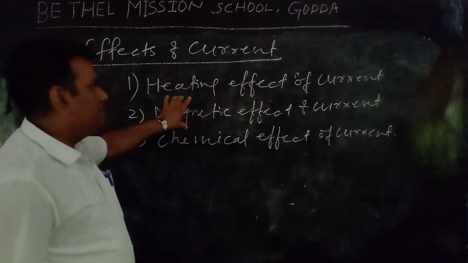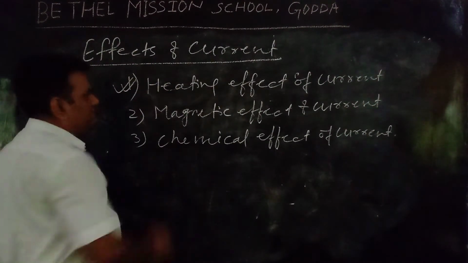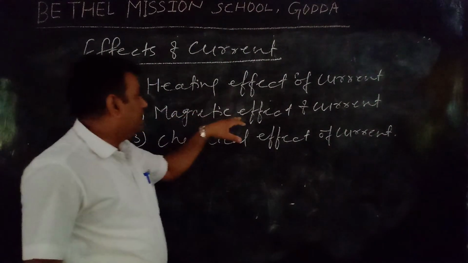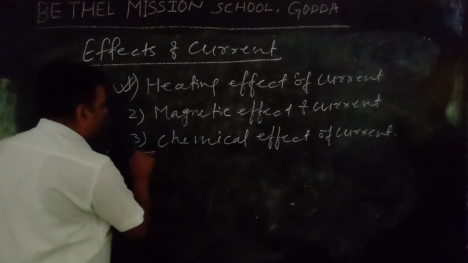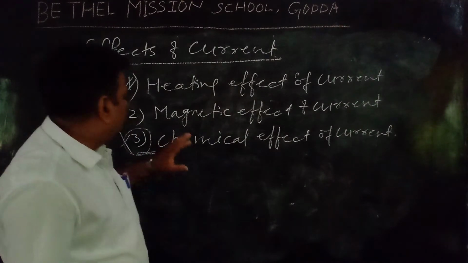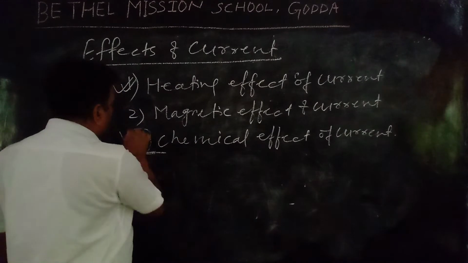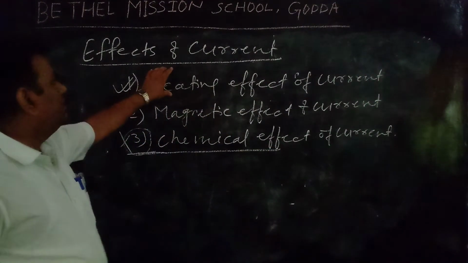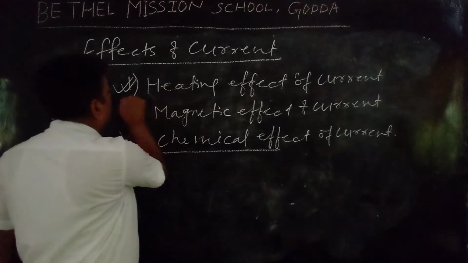So there are three effects of current. In this chapter, current electricity, we will study the heating effect of current. The next chapter is the magnetic effect, which is a separate chapter. And the chemical effect you will study in higher classes, in class 12. But I will explain later about the chemical effects of current. So here we will study the heating effect of current.